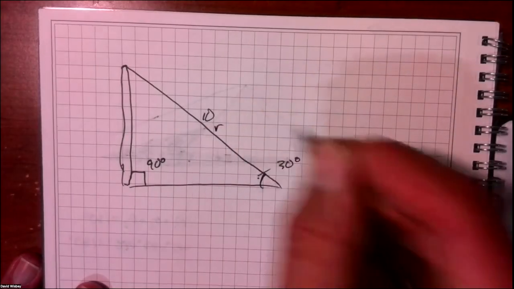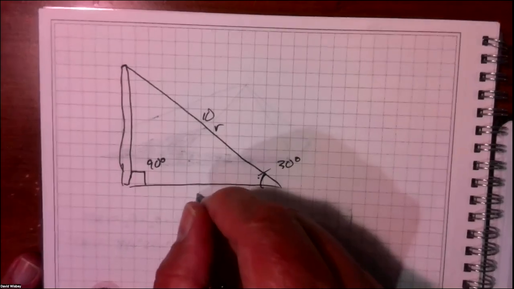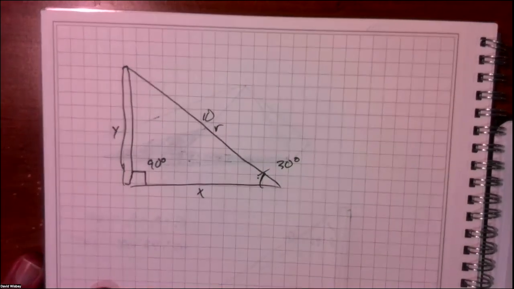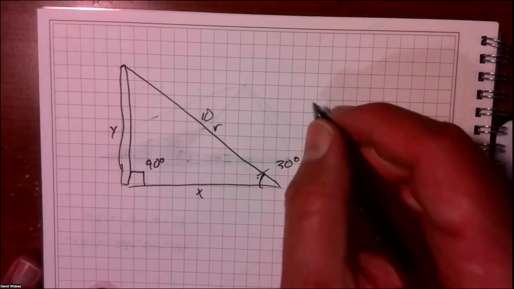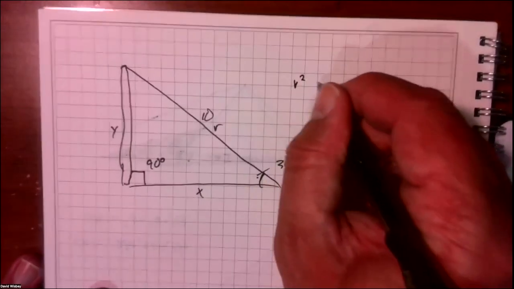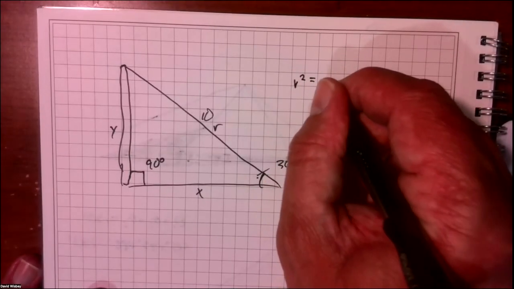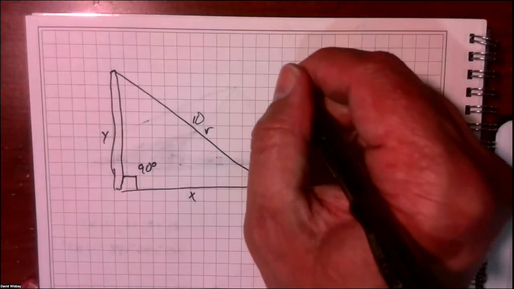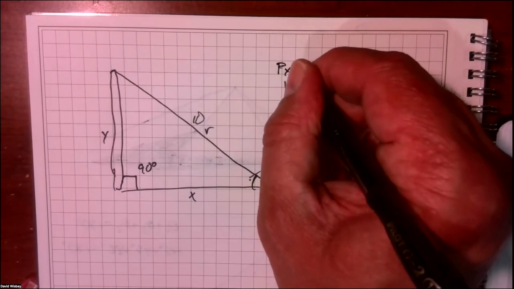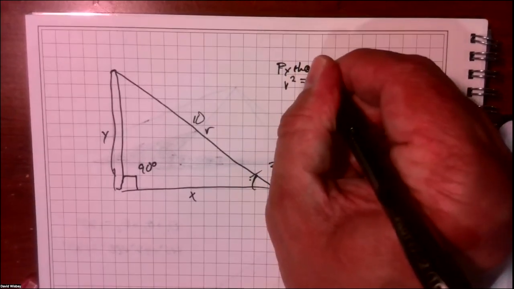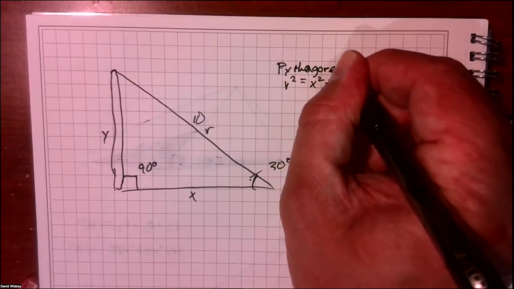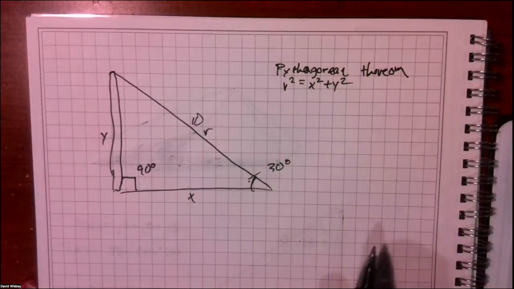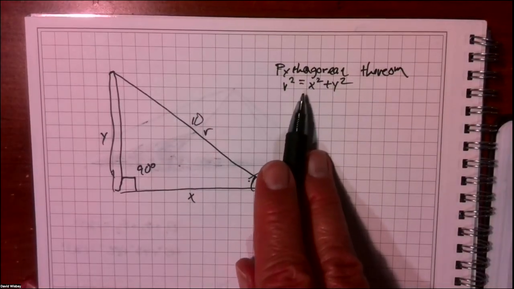Okay, we'll call the hypotenuse R, and we'll call this side of my triangle X, and we'll call this side Y. The most important thing is our good friend Pythagoras. We know that r squared equals x squared plus y squared. Okay, this is the Pythagorean theorem, and it's very important. We'll use this a lot.